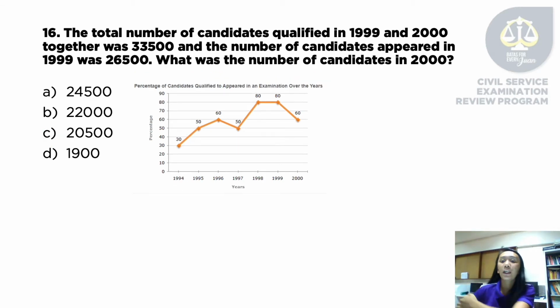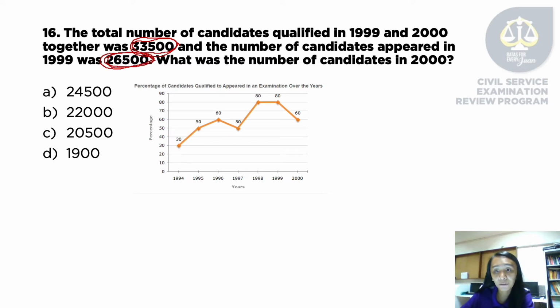Okay, for question number 16, the total number of candidates qualified in 1999 and 2000 together was 33,500. And the number of candidates appeared in 1999 was 26,500. What was the number of candidates appeared in 2000? So again, what is given? I have the total number of candidates qualified in 1999 and 2000, and I have the number of candidates who took the exam in 1999, which is 26,500.